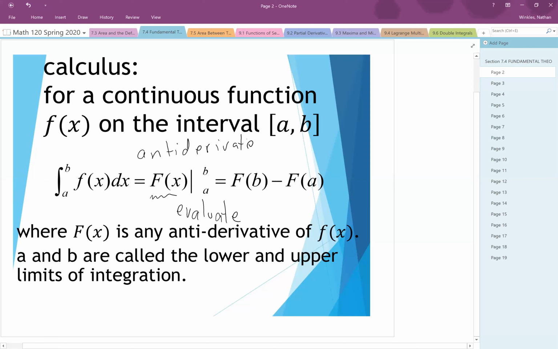It's going to be any antiderivative. I know we've been talking about F of x plus c. We don't have to worry about the c anymore, because when we do this right-hand side, F of b minus F of a, our c's will cancel out every time. So you will no longer have c's. You're going to have just a number as your answer. a and b are called our lower and upper limits. a is our lower limit, b is our upper limit. In general, b is going to be greater than a.